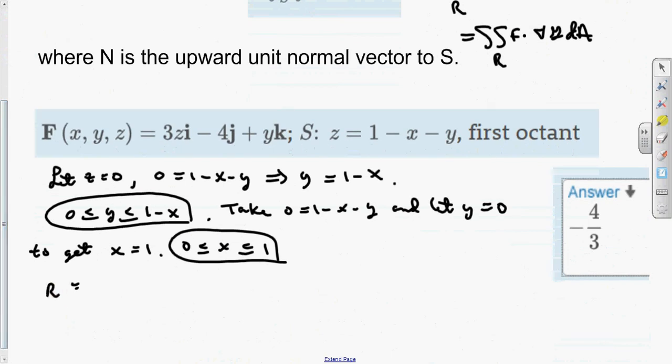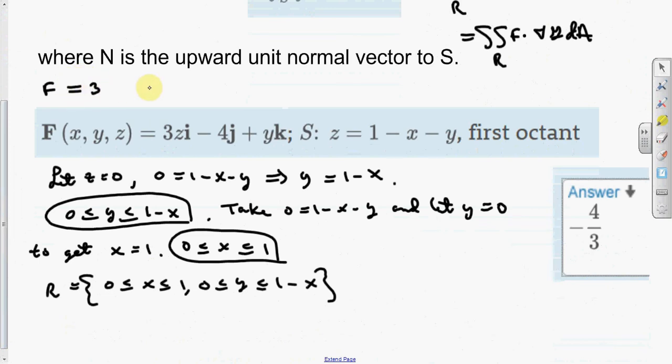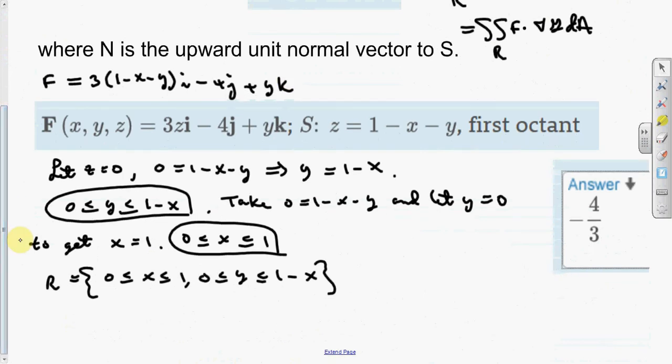So the region is 0 less than or equal to X less than or equal to 1, and then 0 less than or equal to Y less than or equal to 1 minus X. So here this capital F is equal to 3. Since I'm reduced to the region R, everything has to be in terms of X and Y. So this capital F is 3 times Z, but Z is given to be 1 minus X minus Y, minus 4j plus Y. Okay. Well, that's what I need.